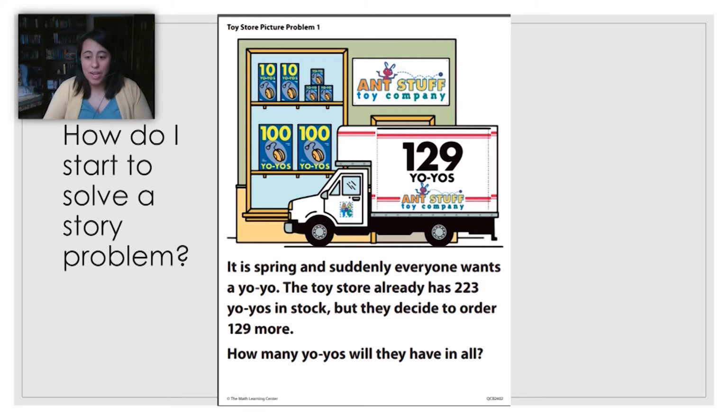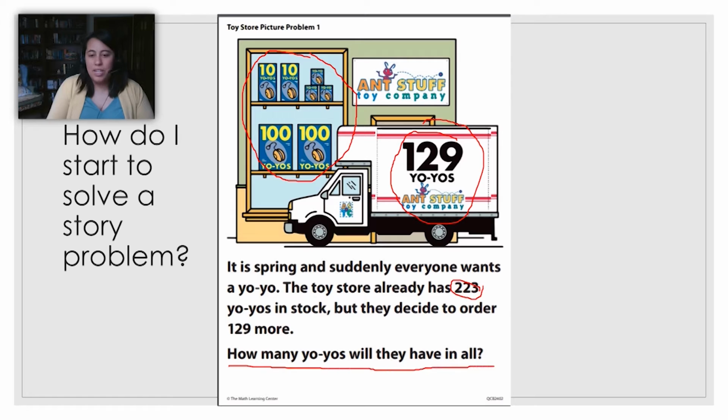Okay, so we were right about the setting of the story. It's a toy company that's selling yo-yos. So what did I learn from reading the story? I learned that it's spring. That's part of the setting. I also learned that there are already 223 yo-yos in the store, which I could see before in the picture, and there are 129 in the truck, which I also saw in the picture. Now I know what the question is that I need to answer. How many yo-yos will they have in all?